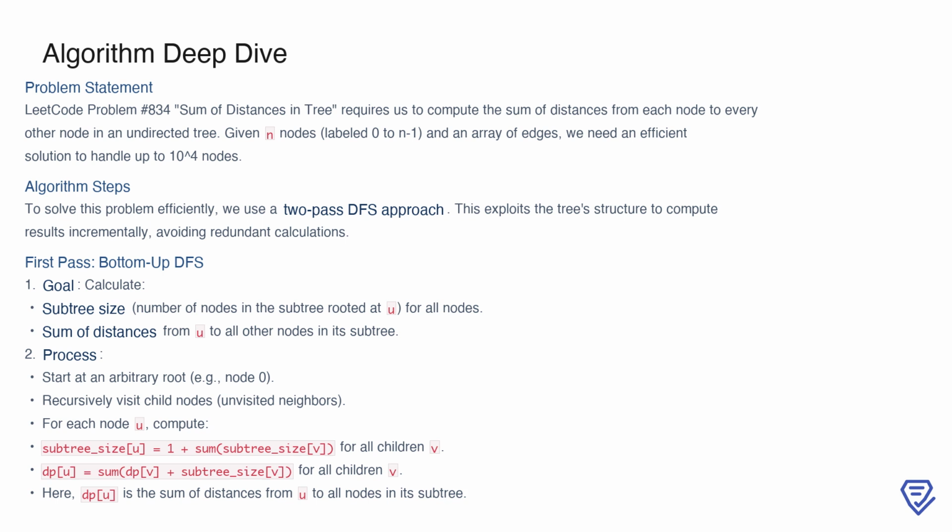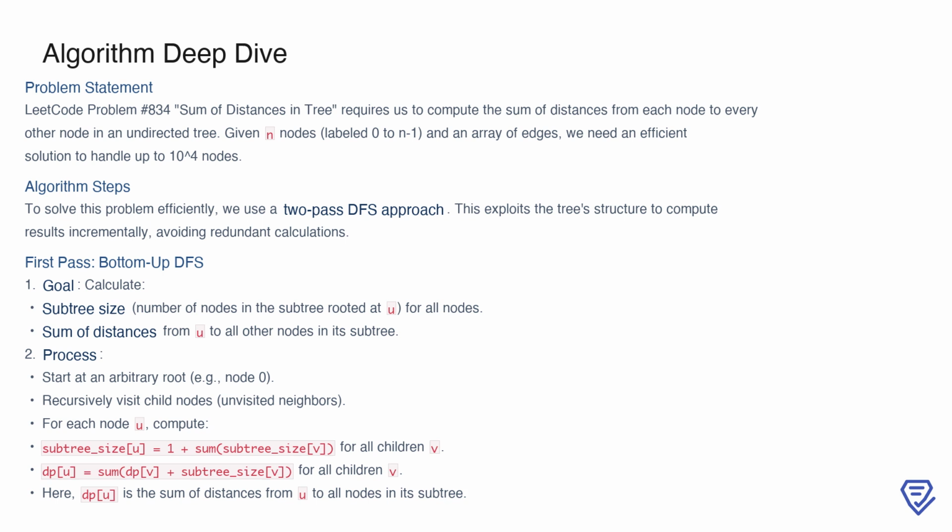In the first pass, we perform a bottom-up traversal, starting from an arbitrary root node, such as node 0. The goal is to compute two key pieces of information for each node: the size of its subtree and the sum of distances to all nodes within that subtree. As we recurse through the tree, we calculate the size of a node's subtree as 1 plus the sum of subtree sizes of its children.